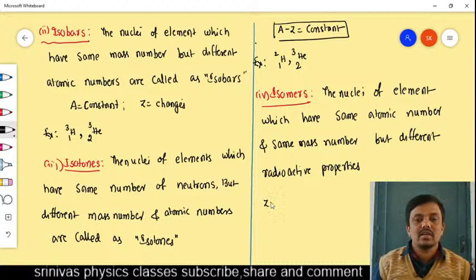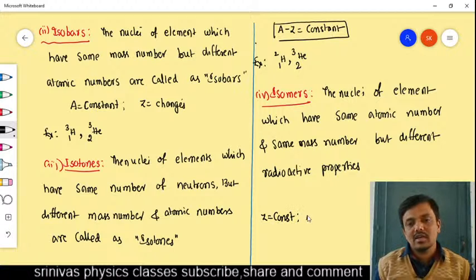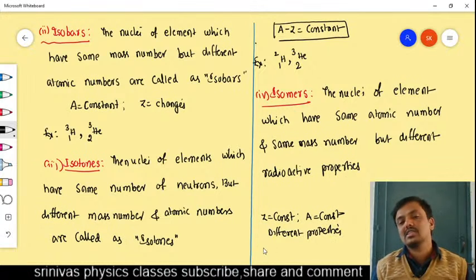In this, what is happening? Same atomic number, means Z should be constant. Same mass number, A should be constant, but different properties. What is different here? Different properties. That means one is in the ground state and the other one is in the excited state.